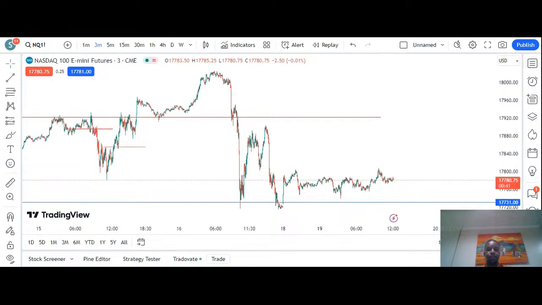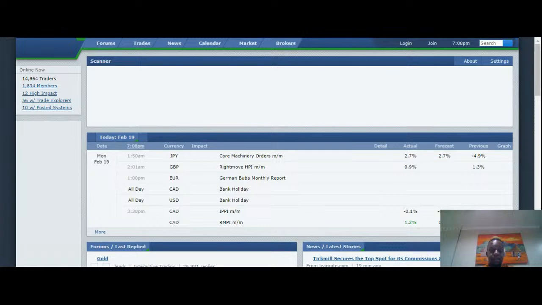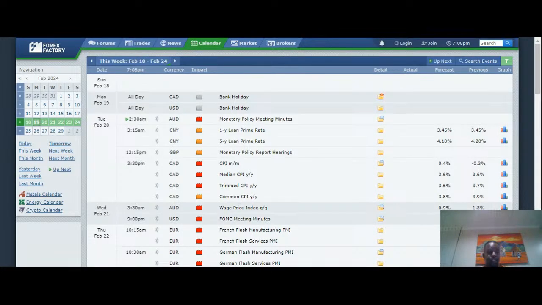first things first. Let me show you guys something. Okay, what I was talking about in the group this morning, well, this afternoon rather. If you guys can pay attention to the economic calendar today. Pay attention to Monday, the 19th of Feb, 2024. All day, Canada and the US, we have a bank holiday.